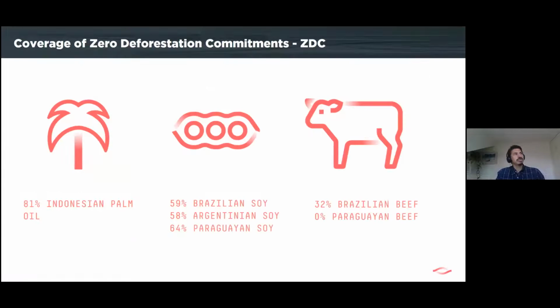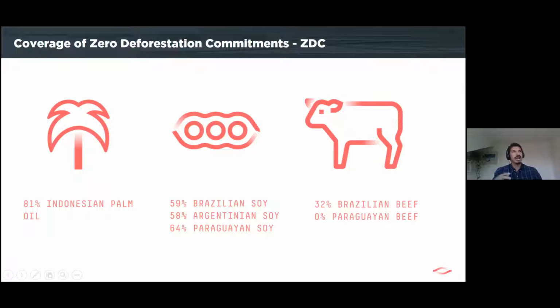So it's really interesting to talk about the zero deforestation commitments, which is basically when a company publicizes a policy saying, I no longer want to purchase commodities that are linked to deforestation or coming from deforested areas. And the number of companies signing and publishing these commitments has been increasing. But one thing is to make these commitments. Another thing is to implement them, right?